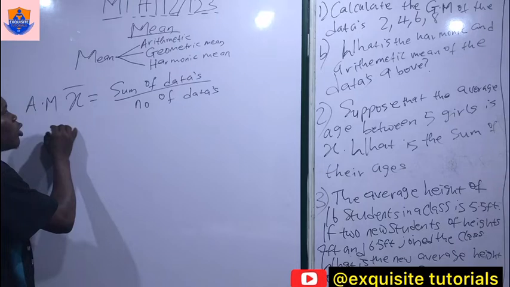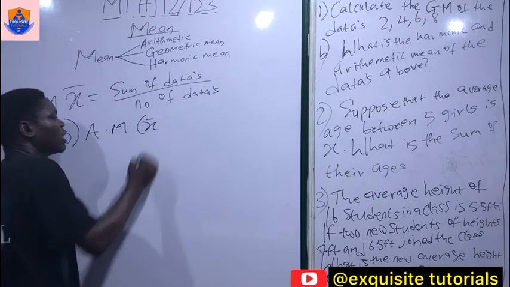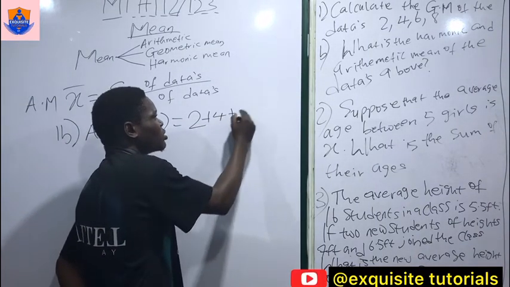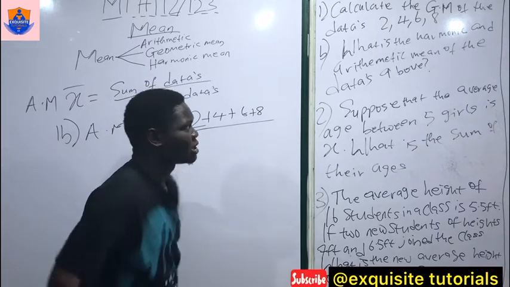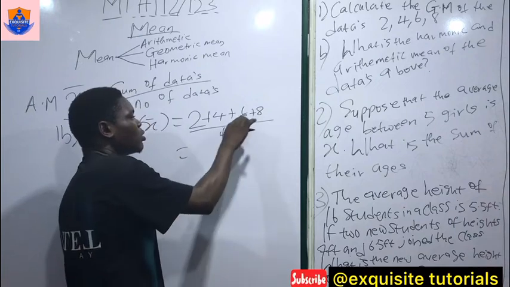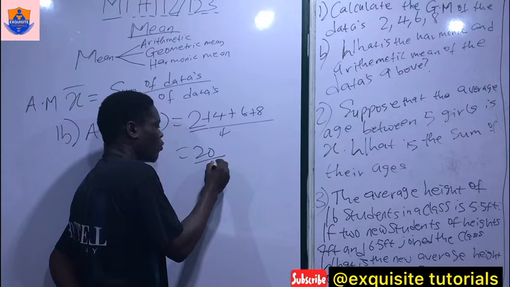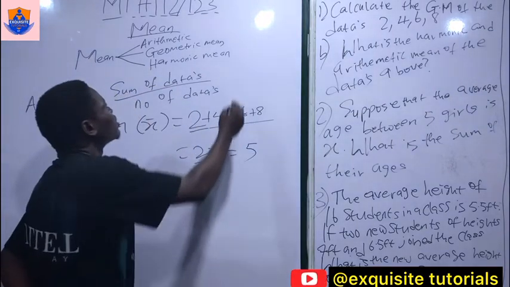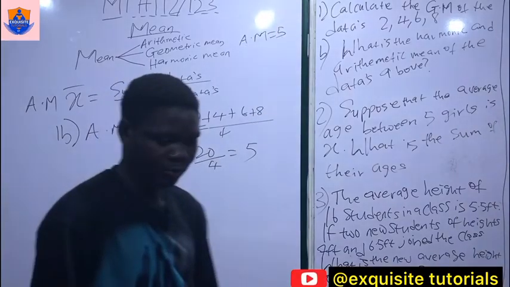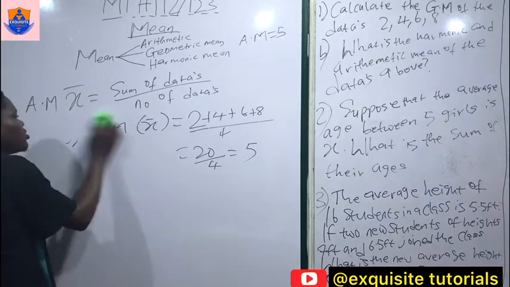So the arithmetic mean of question 1B, denoted as x bar, will be the sum of the data, which are 2 plus 4 plus 6 plus 8. How many data are there? There are 4 data: 1, 2, 3, 4. So divided by 4. 4 plus 6 is 10. 2 plus 8 is 10. So 10 plus 10 is 20, all over 4. So we get 5. We have gotten the arithmetic mean of that data to be 5, the sum of the data all over the number of data. Please do not forget this formula.